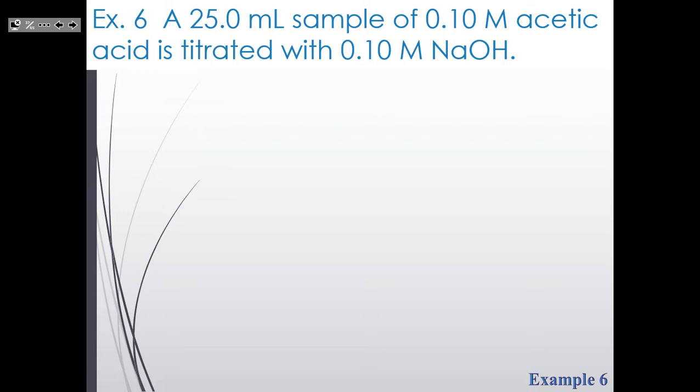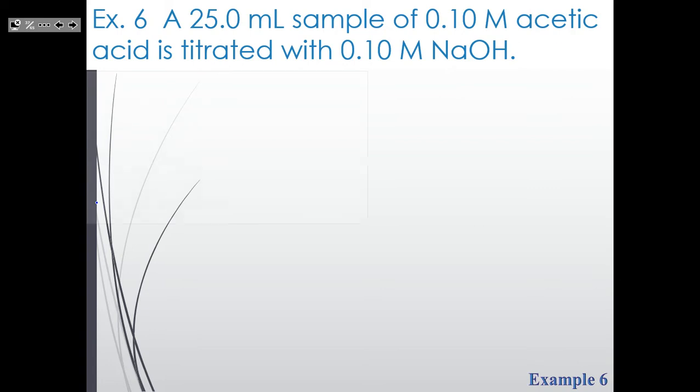The first point asks us to chart the point where no NaOH has been added to our solution. We have 25 milliliters of a 0.1 molar acetic acid solution. Now, when we're reading the problem, you sometimes have to take a step back and look at the bigger picture. This is a weak acid and a strong base. You have to identify that because that's going to change the trajectory of everything else that you do for this problem.